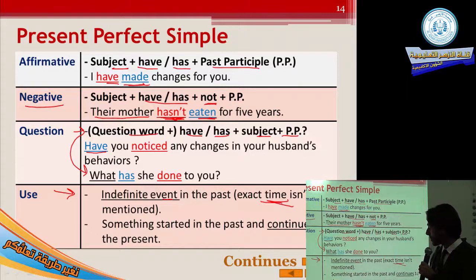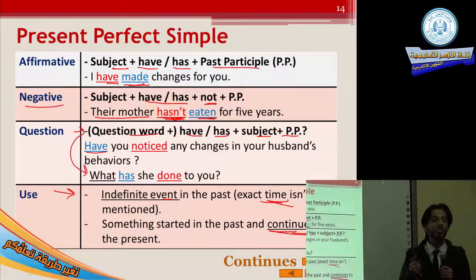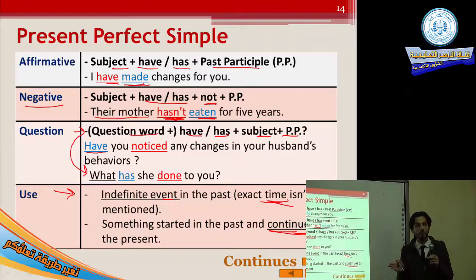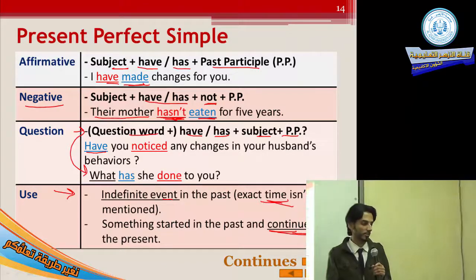Okay, it is also used to express something that started in the past and continues to the present. For example, I have lived in Gaza. It means that I lived in Gaza in the past and I'm still living in Gaza right now. But if I said I lived in Gaza, past simple form, it means that I no longer live in Gaza. Exactly.